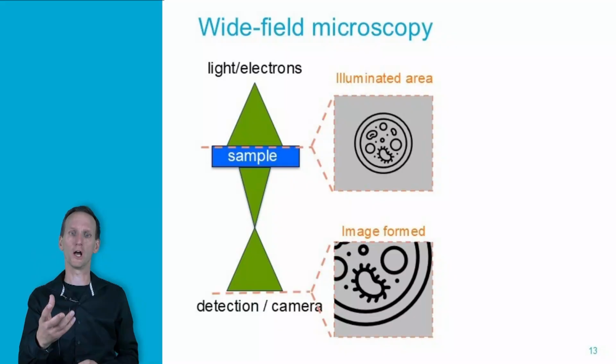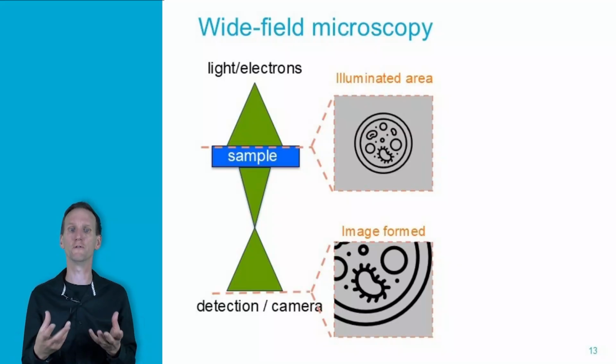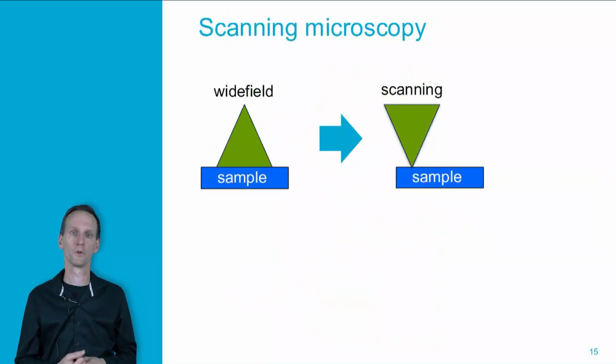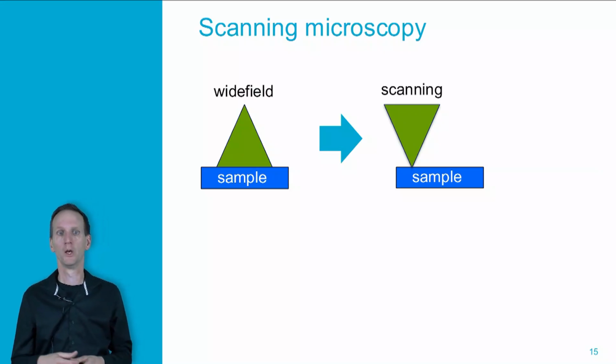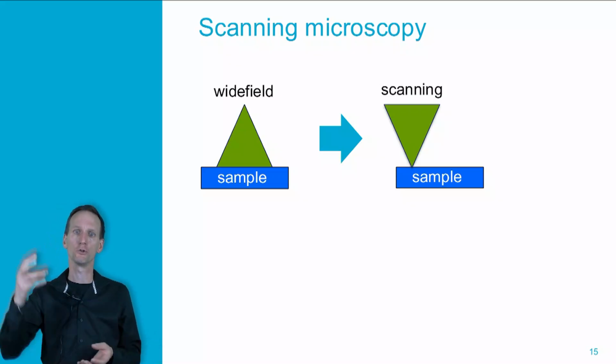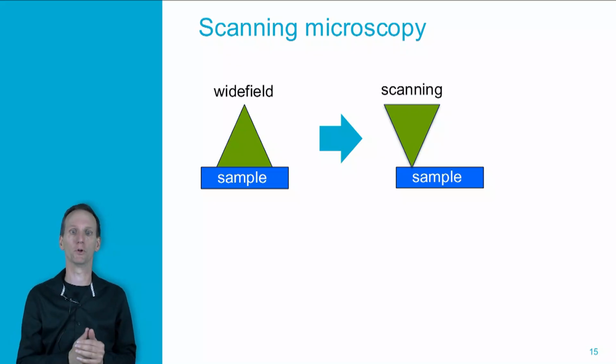Next, we need to realize that the image formation part of the microscope typically magnifies the area onto the camera in order to see fine details. Thus, the image resolution is to a large part determined by the optics in the image formation part of the microscope. Besides wide field microscopy, there's another approach. Instead of illuminating an area on the sample at once, we may also take the beam from the source and manipulate it such that it only illuminates a teeny tiny spot on the sample.